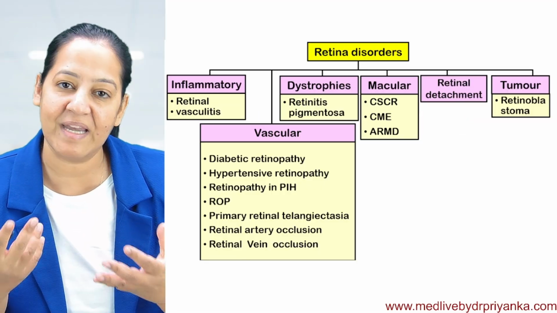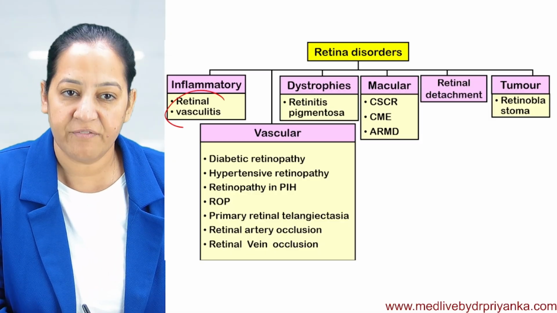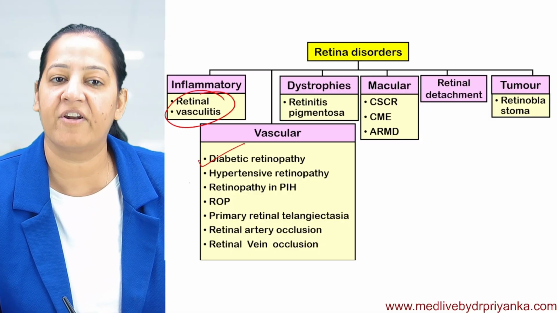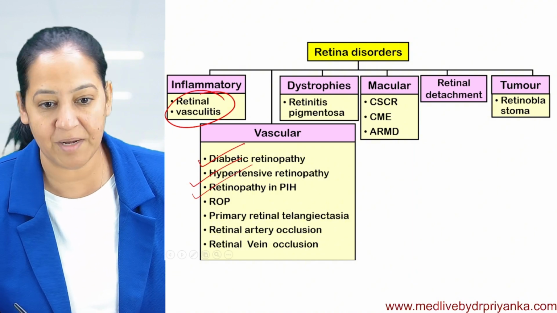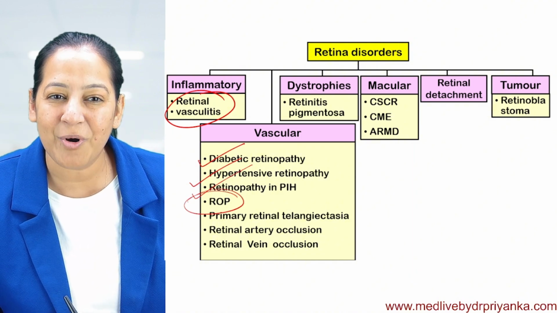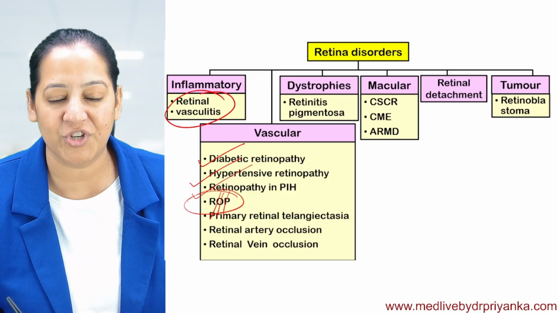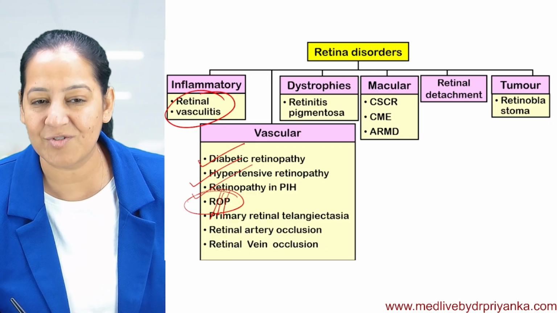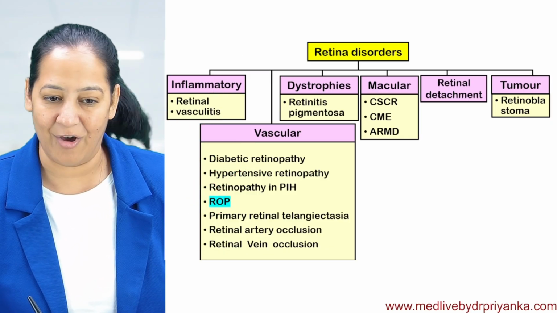We have already studied many important retina disorders. We have covered retinal vasculitis, diabetic retinopathy, hypertensive retinopathy, retinopathy in pregnancy-induced hypertension. Today's topic is retinopathy of prematurity, ROP. So let's start ROP.